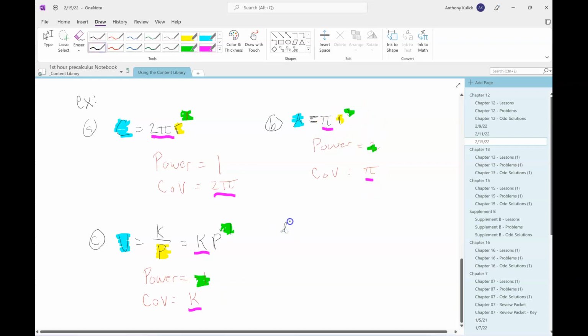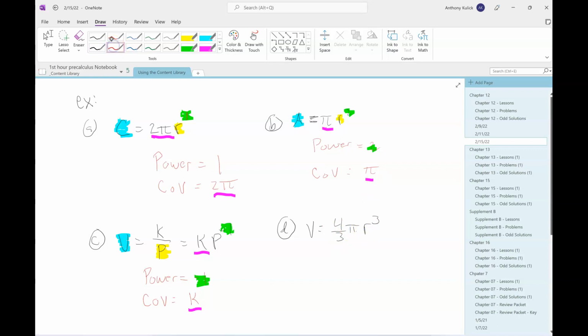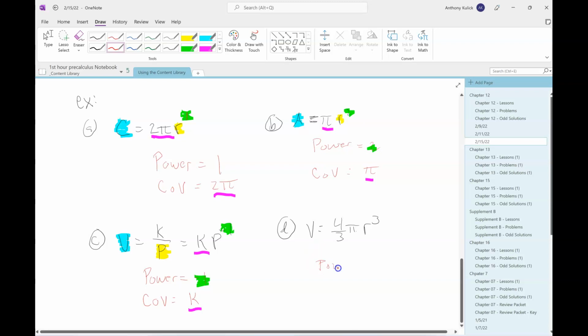Okay, we'll do one more example, and I feel like you guys have probably got this. So the volume of a sphere varies with the radius. What's the power going to be here? 3. And what's my constant of variation? 4/3 pi. 4/3 pi.